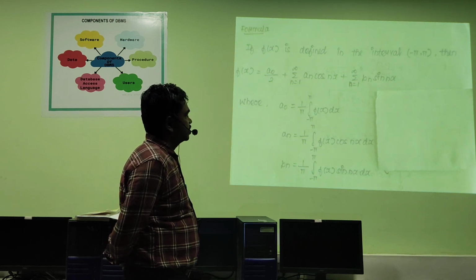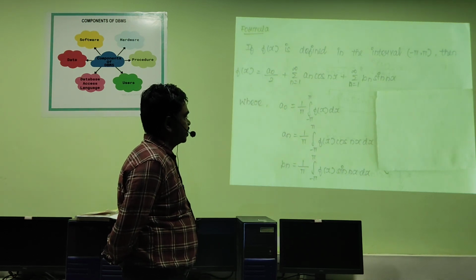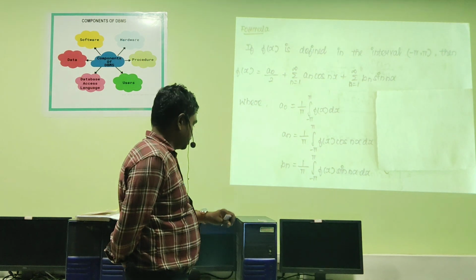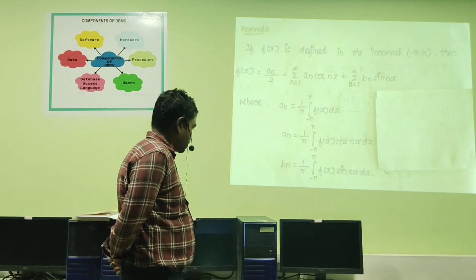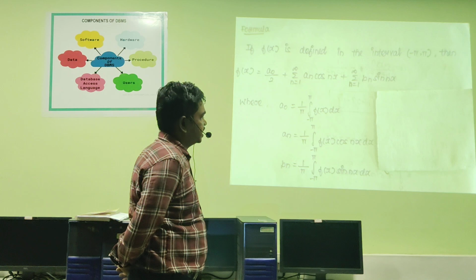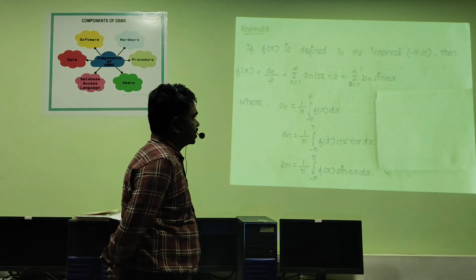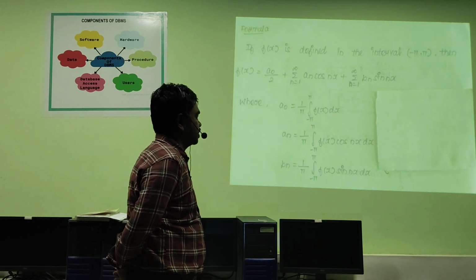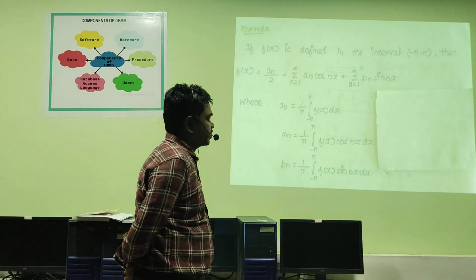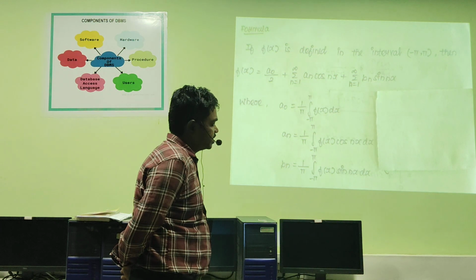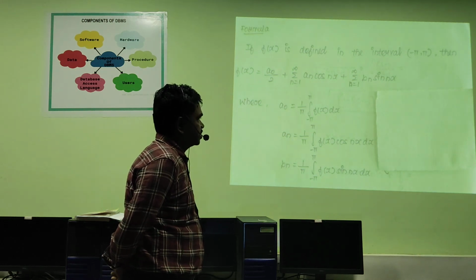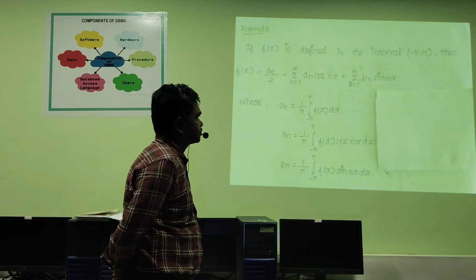What is the value of a0? Equal to 1 by pi integral minus pi to pi f of x dx. an is 1 by pi integral minus pi to pi f of x cos nx dx, and then bn equal to 1 by pi integral minus pi to pi f of x sin nx dx. Before, for the interval 0 comma 2 pi, the lower limit is 0 and the upper limit is 2 pi. But here the interval is minus pi comma pi, so I will take the integral limits as lower limit minus pi and upper limit plus pi. Only these two differ: 0 comma 2 pi versus minus pi comma pi.